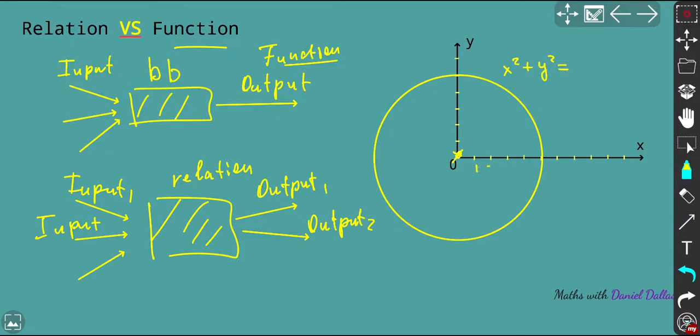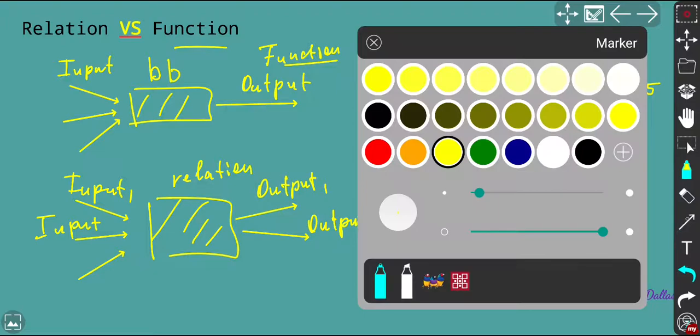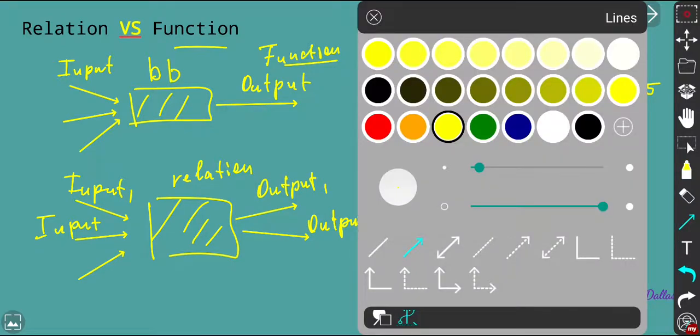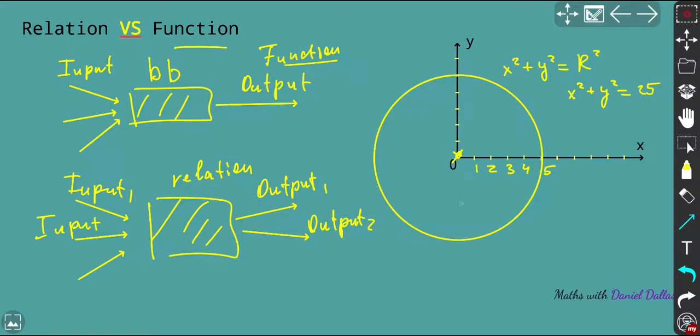So in that case, 1, 2, 3, 4, 5, we know that the radius is 5, so r squared becomes 5 squared, which means it's going to be 25. So we have this, and now we need to decide, is it a function or is it a relation? All right, how to test it? The test is pretty simple.